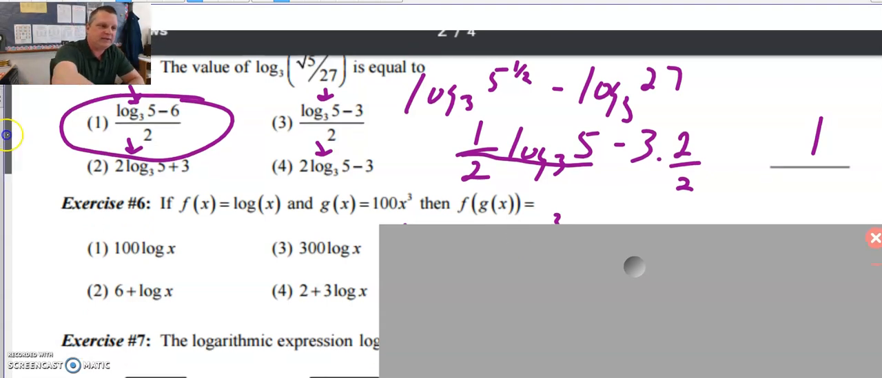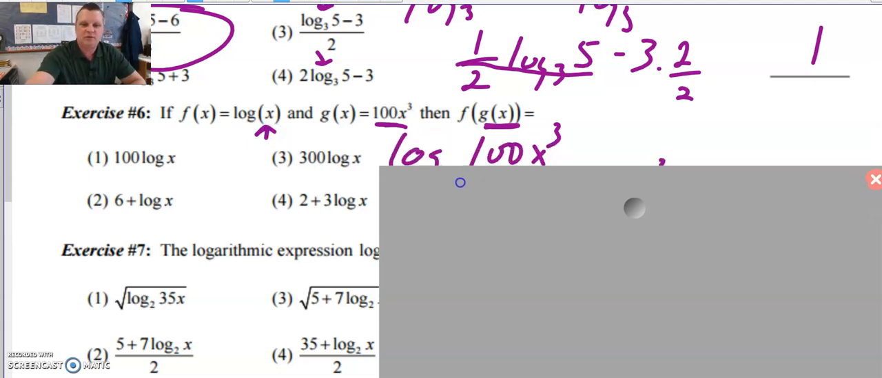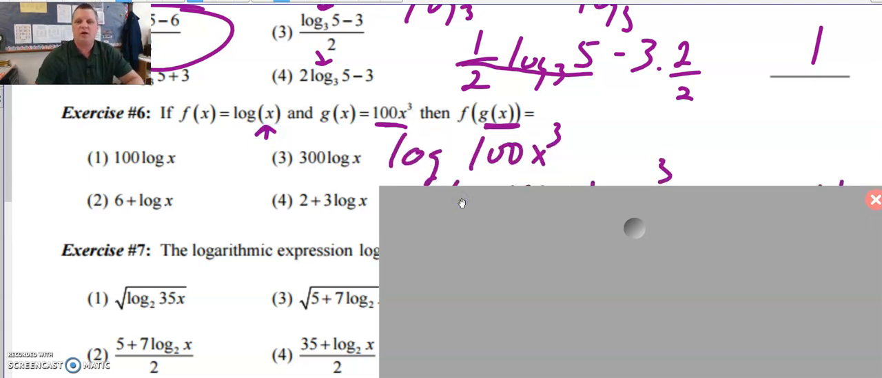Okay, exercise 6. We're moving right along here. See, now they're applying everything that we've learned previously. Here's a composition of functions. So we're taking my g of x and plugging it into the x of f of x. So it should look like log 100x cubed. If it's helpful, put it in parentheses. Be careful, the only thing being raised to the 3rd power is the x.